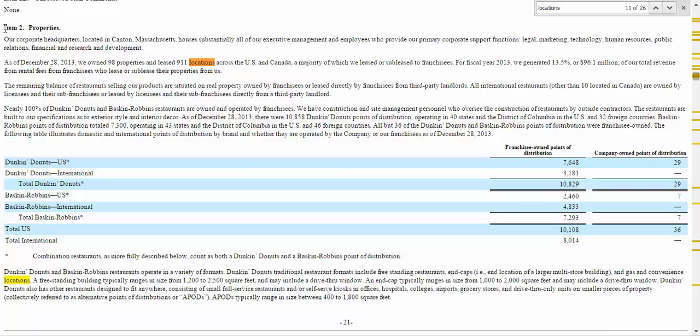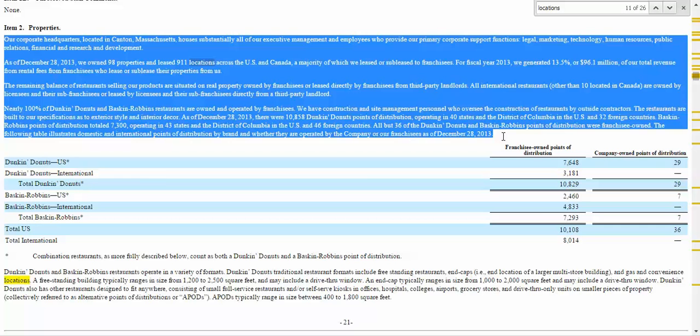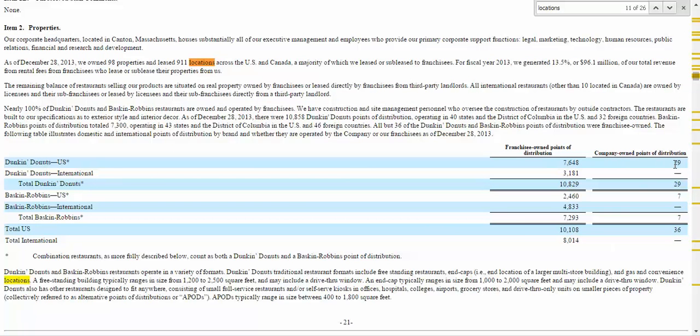So after you find the item where this is being discussed, I ask you to go ahead and read a little bit about what it says up here, and you will see that at the same time it discusses how many of these locations are owned by the company and how many are not. And let's check if the verbiage says the same. So how many locations do they own and how many locations do they franchise? The text here says that they own 98 properties and they lease 911.